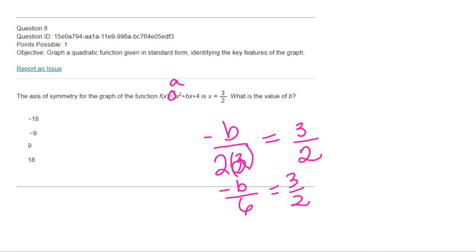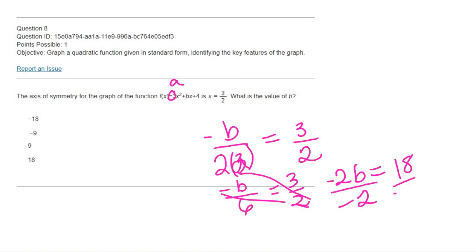The easiest way to do this is to solve it like a proportion. So 2 times negative b is equal to 6 times 3, which is 18. And when you divide by negative 2, your b value has to be negative 9.